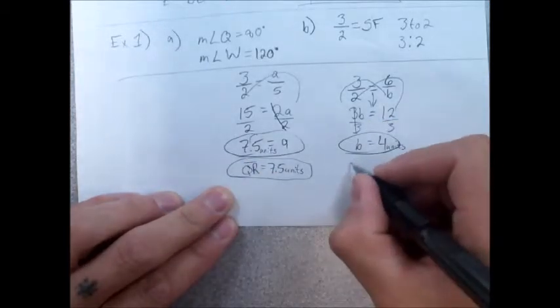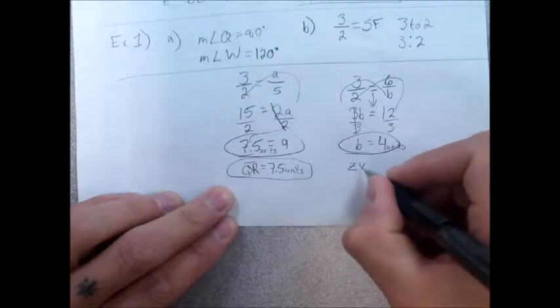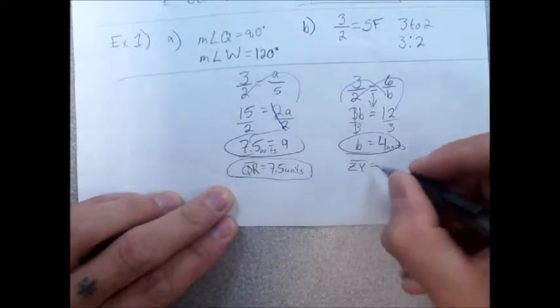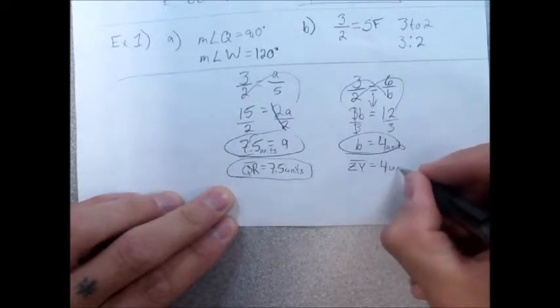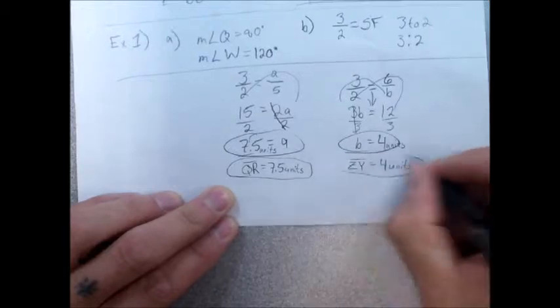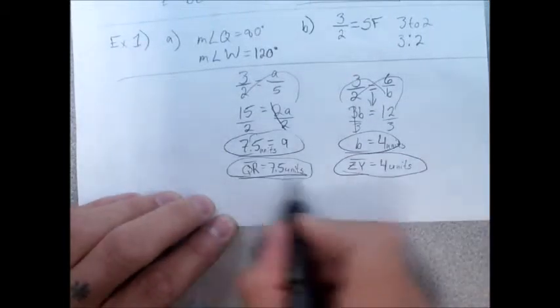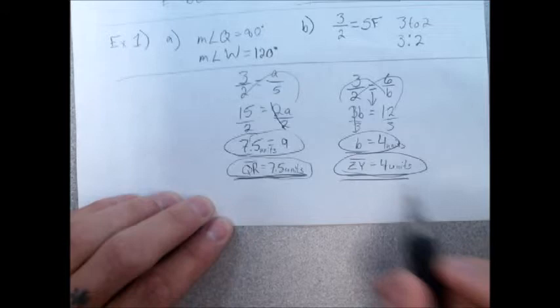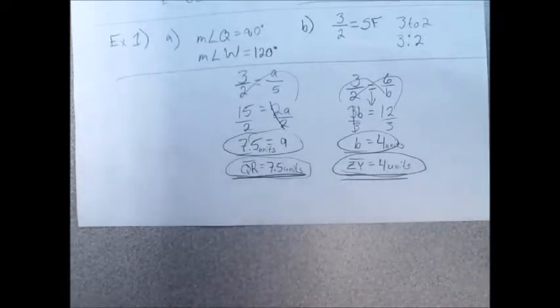Then over here it said find the length of ZY, so we have to identify the length of ZY as 4. And then these are our actual final answers right here, because it asked us to identify the length of each of these segments, so I need to write them down. Okay.